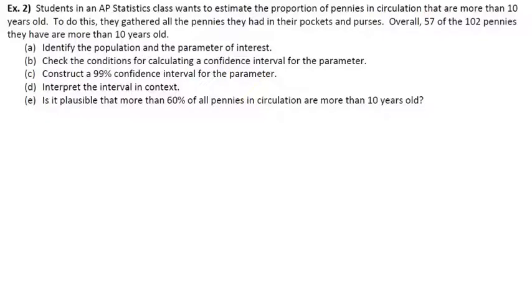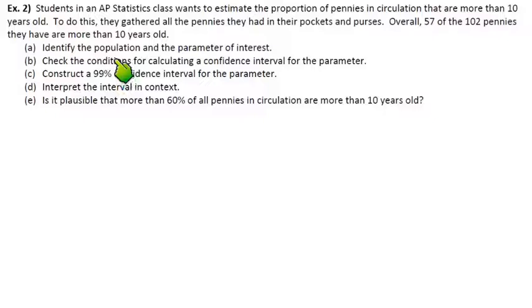All right, then let's look at the last example for these notes. It says students in an AP Stats class want to estimate the proportion of pennies in circulation that are more than 10 years old. To do this, they gathered all the pennies they had in their pockets and purses. Overall, 57 out of the 102 pennies they have are more than 10 years old.